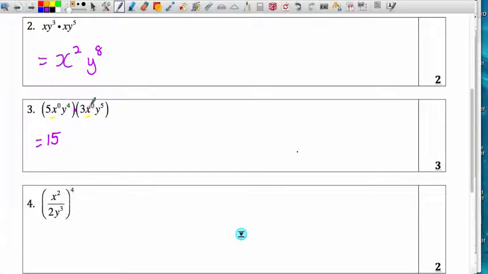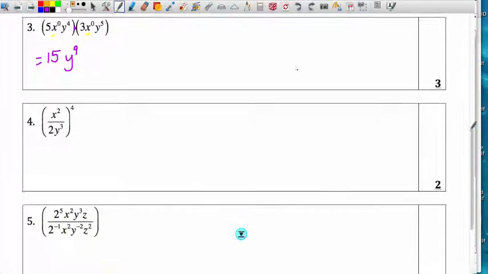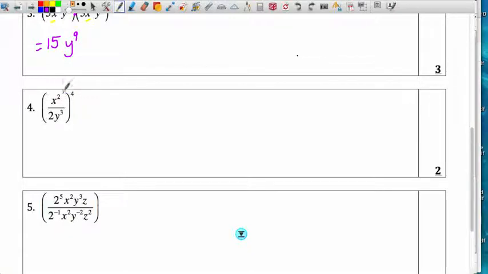X to the 0 times x to the 0 is x to the power of 0 plus 0, which is x to the power of 0, which there's no need to write. And so we can leave that out, or if you did in your answer put x to the 0, that would be fine. And then we have y to the power of 4 plus 5, which is y to the power of 9.